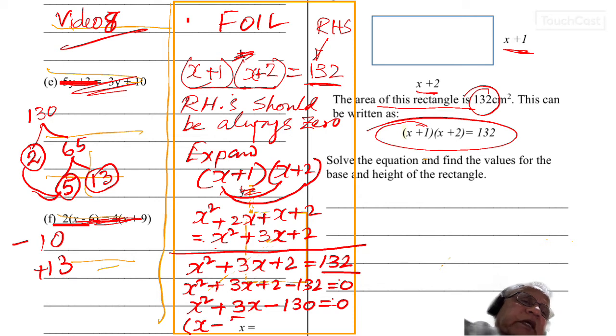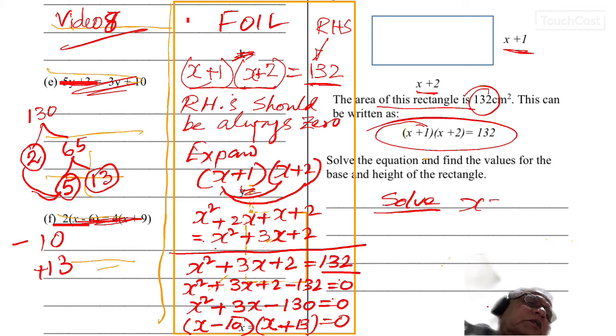So x minus 10, x plus 13 equal to 0. Now that will give me the solution. Now solve the equation, which is x equals either 10 or negative 13. That's the mathematical problem solving.